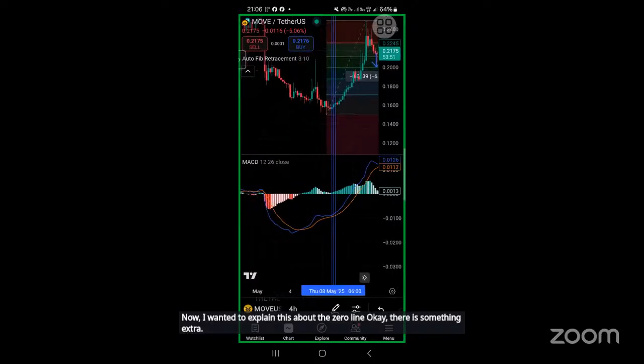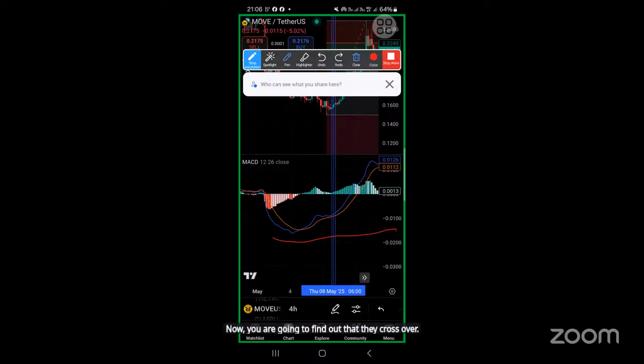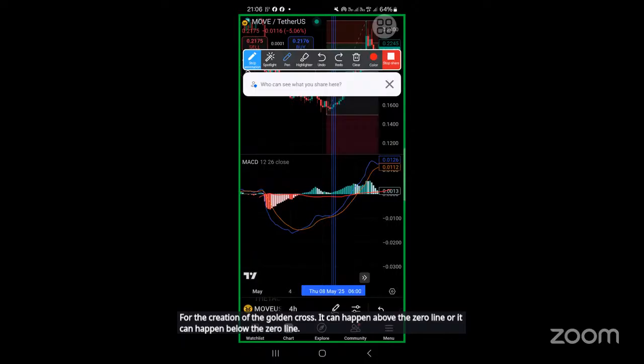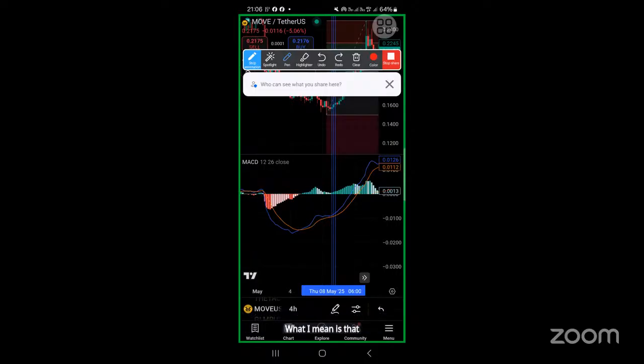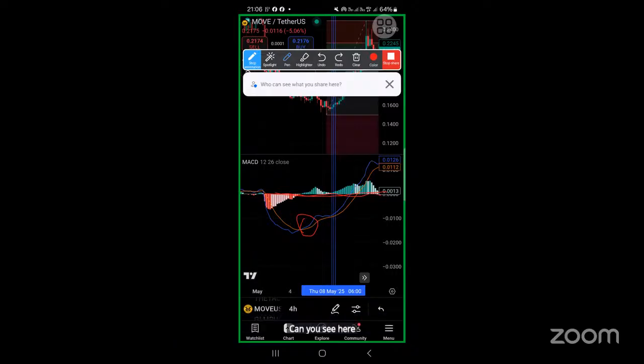Now, you are going to find out that the crossover or the creation of the golden cross can happen above the zero line or it can happen below the zero line. What I mean is that these two lines can cross each other below the zero line. Can you see here? The zero line is on top. These two lines are below. So a crossover can happen below here. So there in RoyoQ, they have given us a 0.